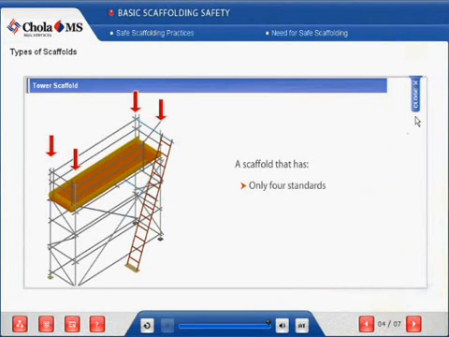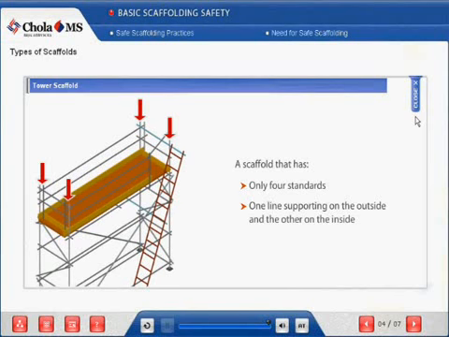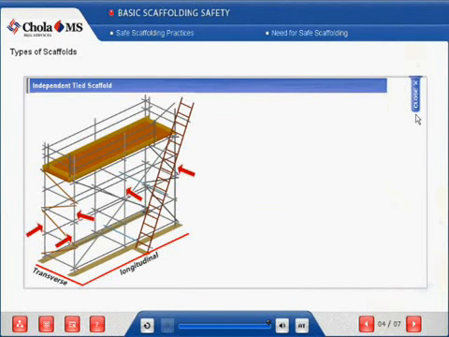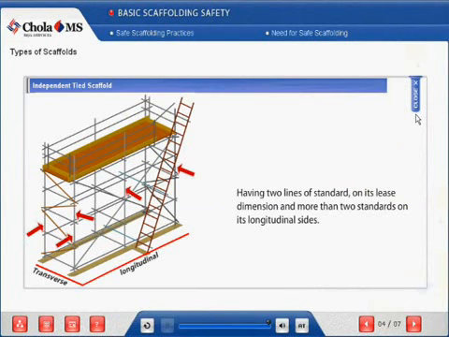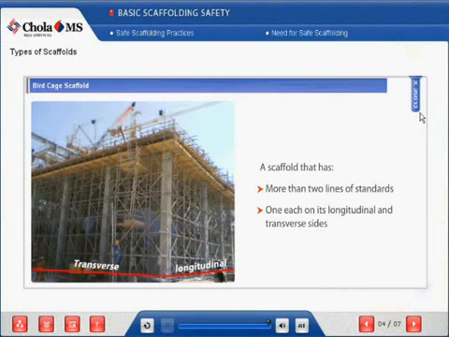Tower scaffold is one that has only 4 standards, one line supporting on the outside and the other on the inside. Independent tied scaffold has 2 lines of standards on its least dimension and more than 2 standards on its longitudinal sides. Birdcage scaffold is one that has more than 2 lines of standards, one each on its longitudinal and transverse sides.